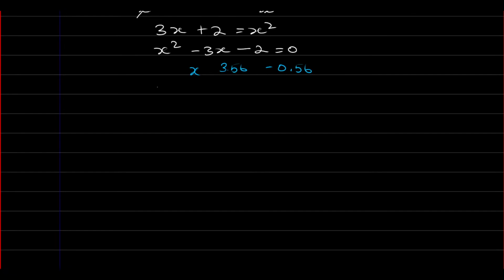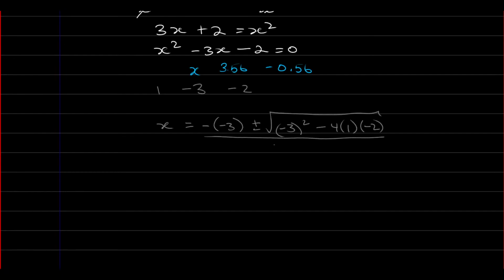So I'll have my a as 1, minus 3, minus 2, and I will end up with x is equal to minus b, so it's minus of minus 3, plus or minus the square root of b squared, which is minus 3 squared, minus 4 into a into c, and then all over 2a. Right, this works out to be x is equal to 3 plus or minus, this is 9, this is 8 plus 8, so that's 17, all over 2. And this is your answer here.